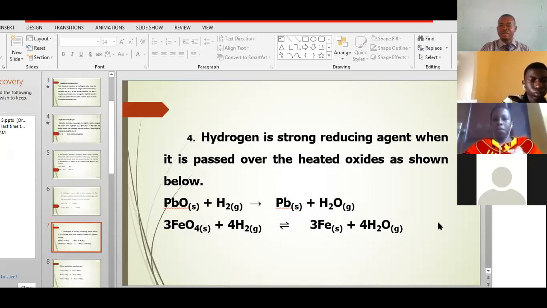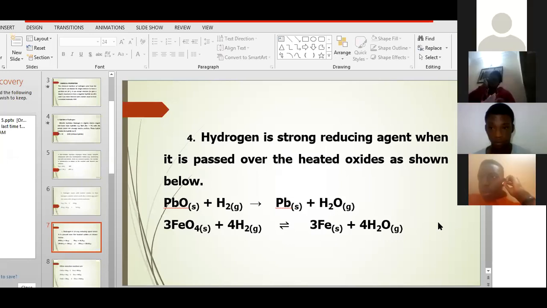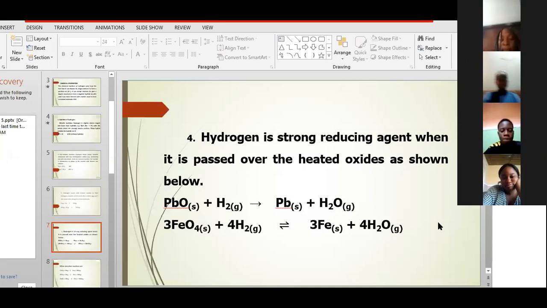Mr. Ayuba, do you understand? Yes, sir. Edward Mundy, do you understand this equation for this reaction? Yes, sir. Pamela, what about you? No, come again. I should come again with the explanation of reduction.